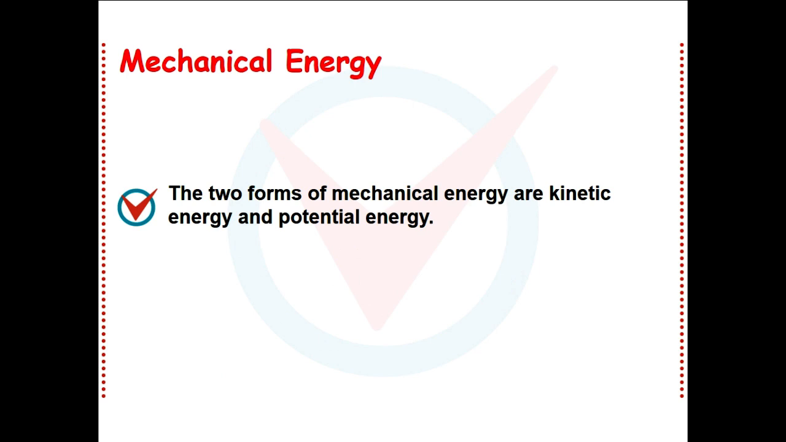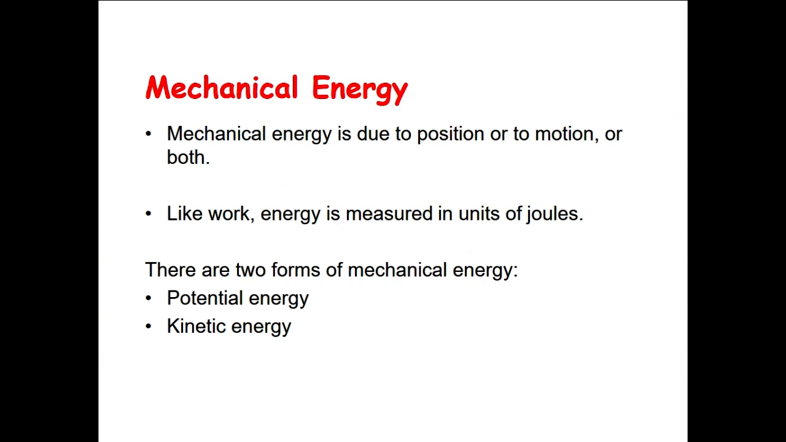In this chapter, we are interested in a form of energy called mechanical energy. In fact, there are two forms of mechanical energy we will study. One is called kinetic energy and the other is called potential energy. So what is mechanical energy? Mechanical energy is a form of energy where objects acquire this energy due to position or to motion, or maybe both.